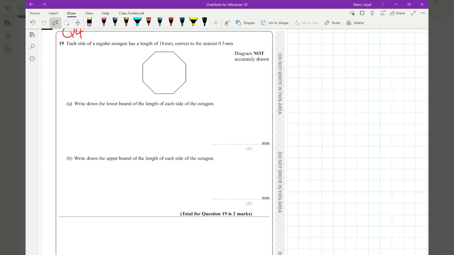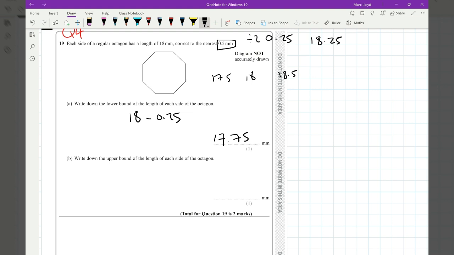So because it's to the nearest 0.5, the smallest it can be is 17.5, because that would round up to, no, this is not correct. Get rid. So to the nearest 0.5 means it could be 18. Could be 17.5, could be 18.5. So what we do with our bound is we divide it by 2, which is 0.25. Then we add it on to get the upper bound, which is 18.25, but that's not what we're looking for. We're looking to subtract, and it would be 17.75. Nearly made a boo-boo there. Really glad I took my time to look at it.